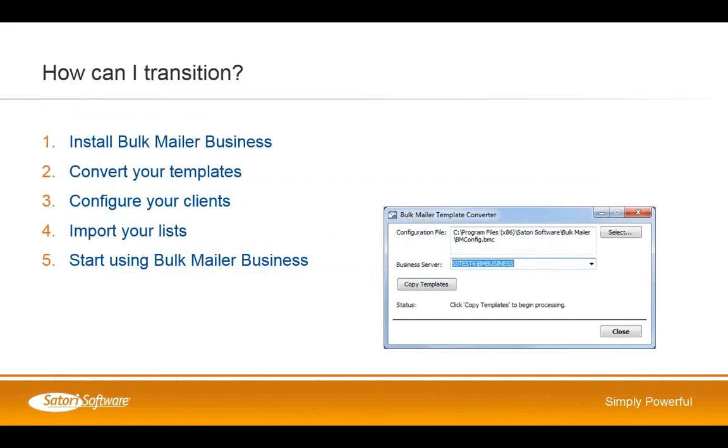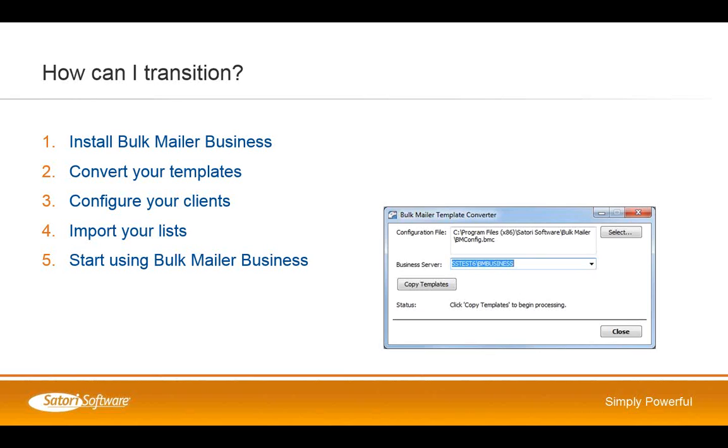How can you make that jump if you're a bulk mailer professional user and you've decided that this is really a decision that's right for your company? How would you do that transition between bulk mailer professional and bulk mailer business? So the first step is just installing the software. So you would install bulk mailer business.